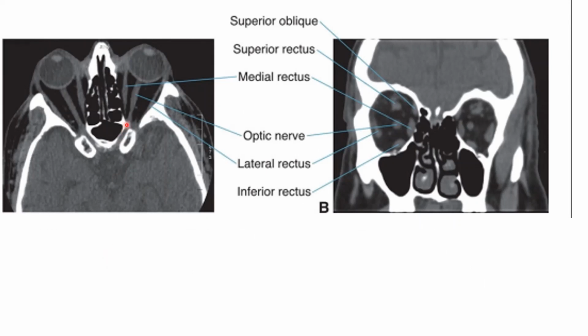Now here you can see this is the medial rectus. Here this is a normal CT scan, and you can see the optic nerve and the medial and the lateral recti and the optic canals here. This is an axial section. This is a coronal section in which you can see the orbit and the nose and the nasal structures. In the orbit, you can see the optic nerve, the lateral rectus muscle, the inferior rectus, the medial rectus, the superior oblique, and the superior rectus muscles very clearly.